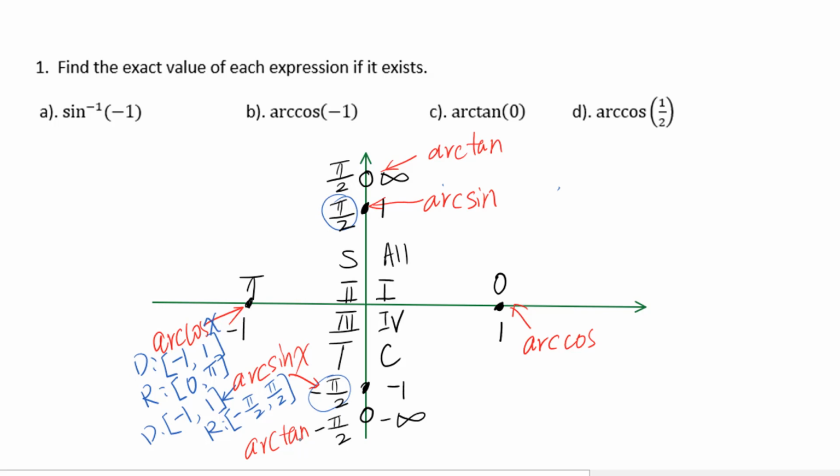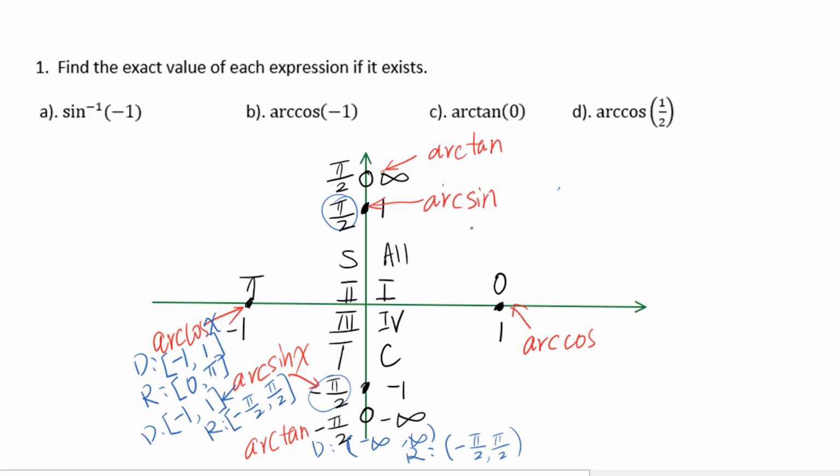And arc tangent x, domain is from negative infinity to positive infinity. Range is an open interval from negative pi over 2 to pi over 2.